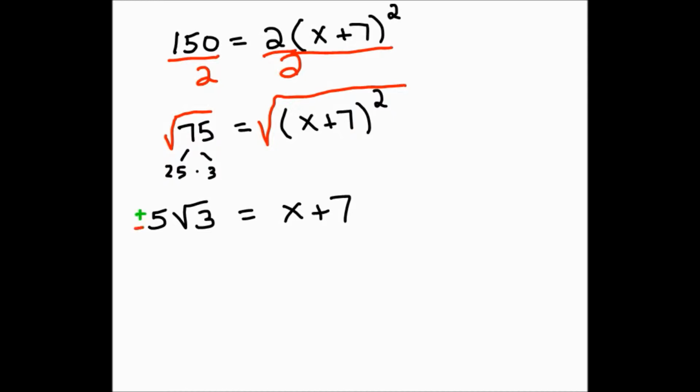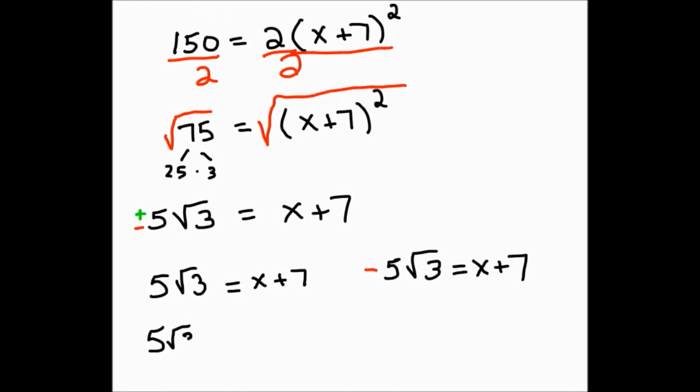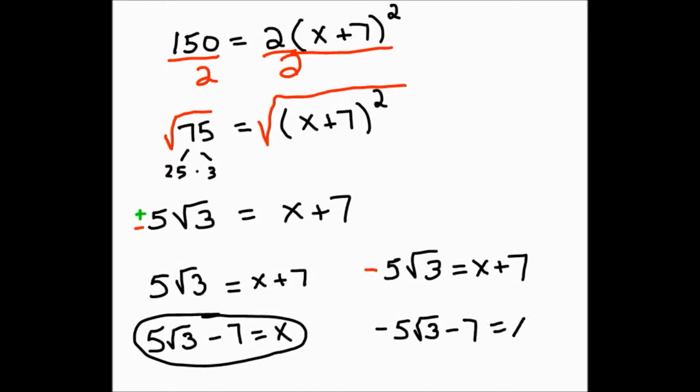Remember, when we take the square root of each side, there are two answers, a positive and a negative. So my two zeros are 5 square roots of 3 minus 7 and negative 5 square roots of 3 minus 7.